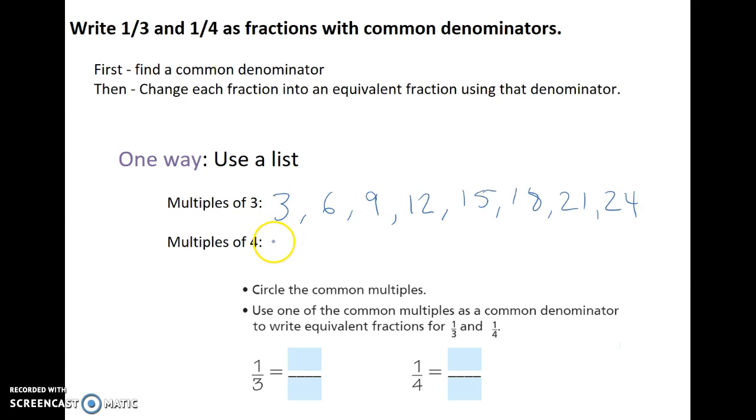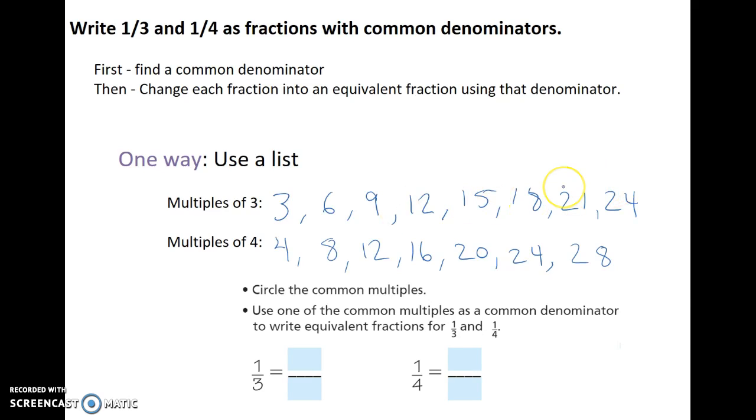Then I'm going to count my multiples of 4. 4, 8, 12, 16, 20, 24, and I'm going to stop there because this is a higher number. I won't need as many. I could do more if I wanted to. I like counting by 4s.